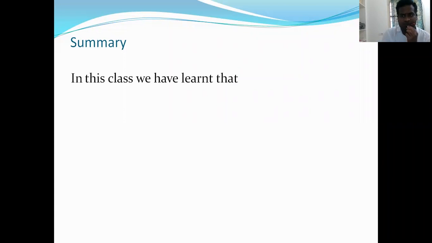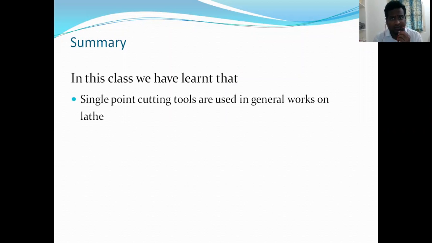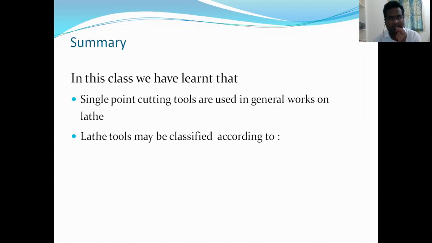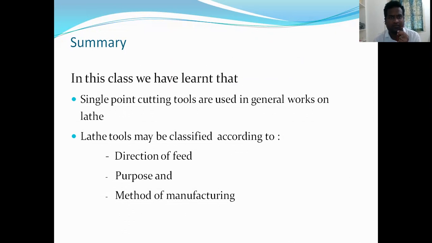So before going to close today's class, let us summarize what we have learned so far. That is, single point cutting tools are used in general works on lathe, right? That has been discussed in today's class. And lathe tools may be classified according to direction of feed, purpose, and the method of manufacture. Right? Now, based on direction of feed, we can tell that the right-hand tools and left-hand tools.